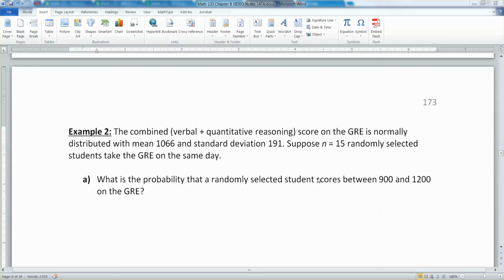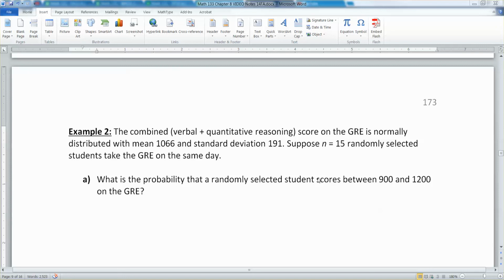So now let's take what we've learned about finding probabilities and the central limit theorem and apply it to a real life problem. The combined score, both verbal and quantitative reasoning, on the GRE is normally distributed with a mean of 1066 and a standard deviation of 191. That should sound familiar because we've already seen this idea back in chapter 7.